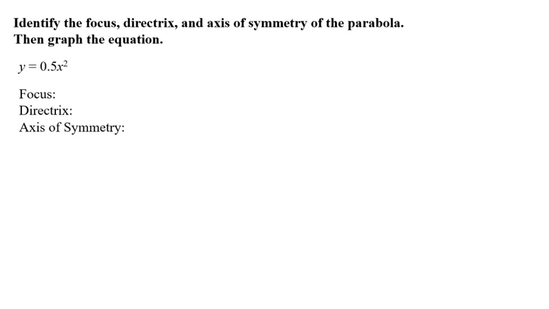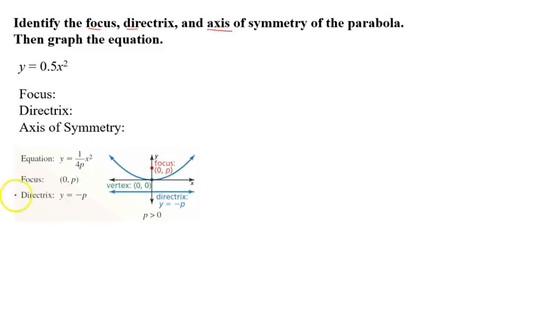Let's take a look at this guy. We need to identify the focus, directrix, and axis of symmetry of this here parabola. Well, let's remember some information. This is a y equals something x squared, so y equals 1 over 4p x squared. That means that 1 over 4p is the same thing as 0.5. And now we can use our mad algebra skills to figure out what p is, because 0.5 is the same thing as 1 over 4p.